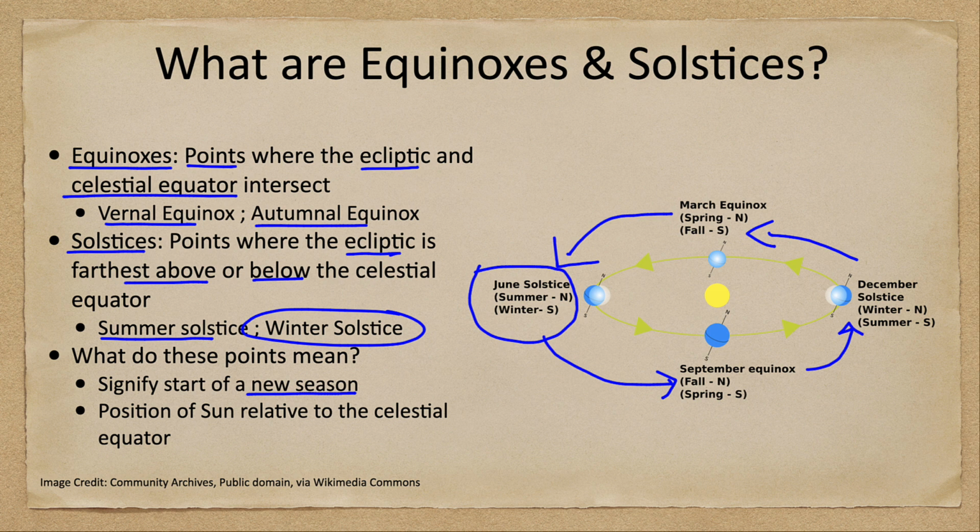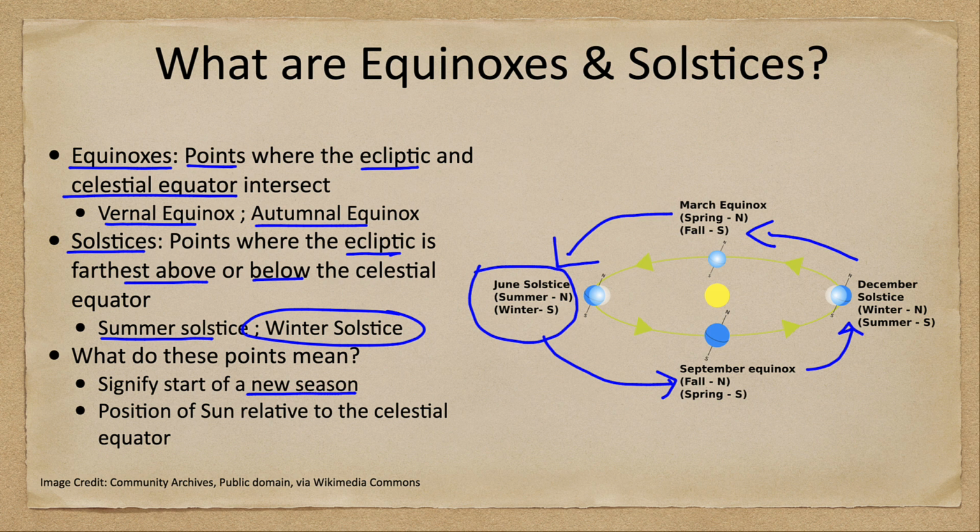So that would be where the positioning is of these both relative to the celestial equator. The higher the sun is in the sky, then the warmer it's going to be. So that is the June solstice for the northern hemisphere, the December solstice for the southern hemisphere.